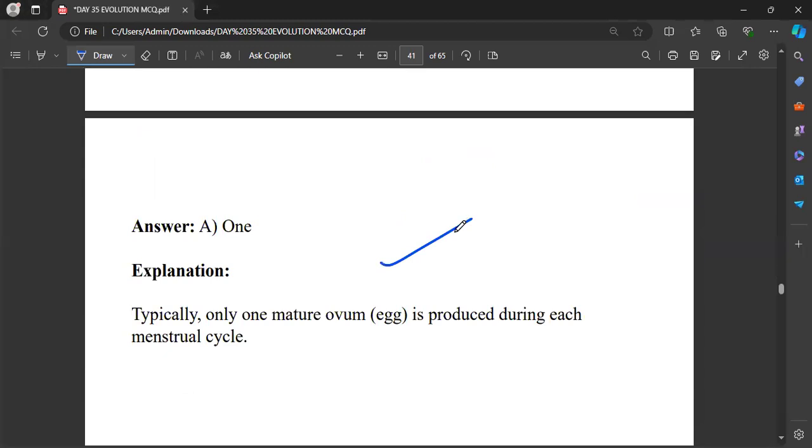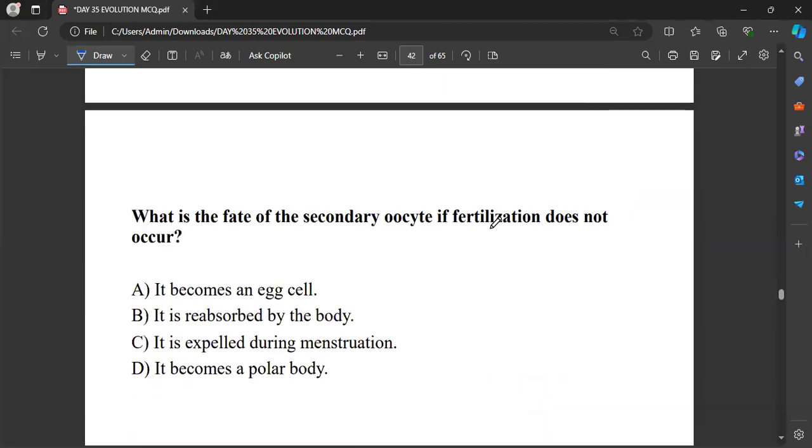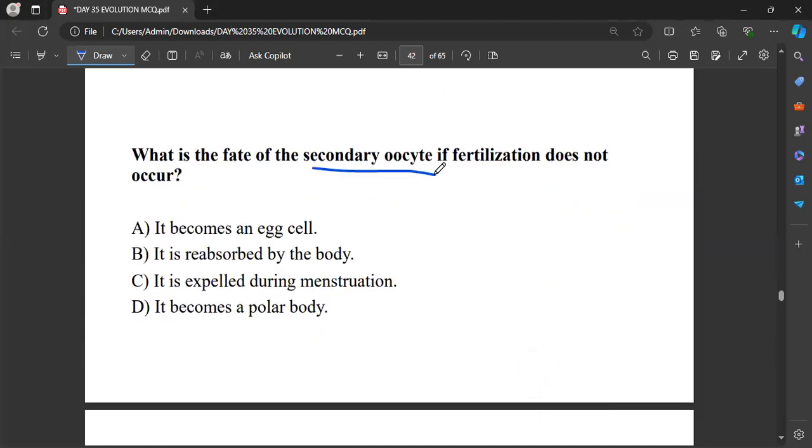That will be only one. Okay. For each menstrual cycle, only one ovum is going to be produced. Okay. Just keep that in mind. What is the fate of the secondary oocyte if fertilization does not occur?